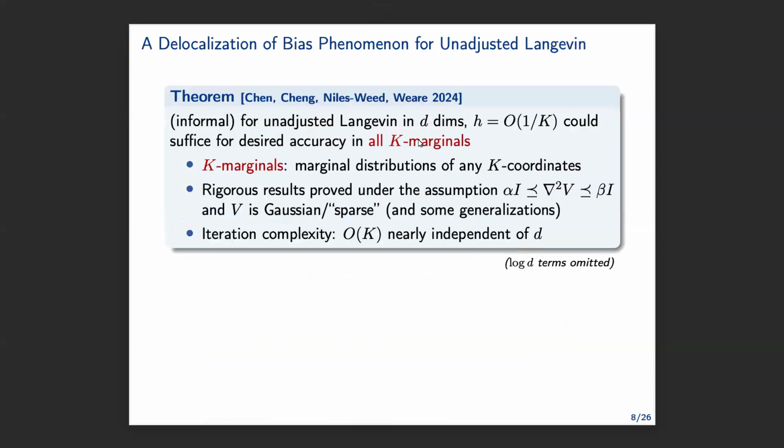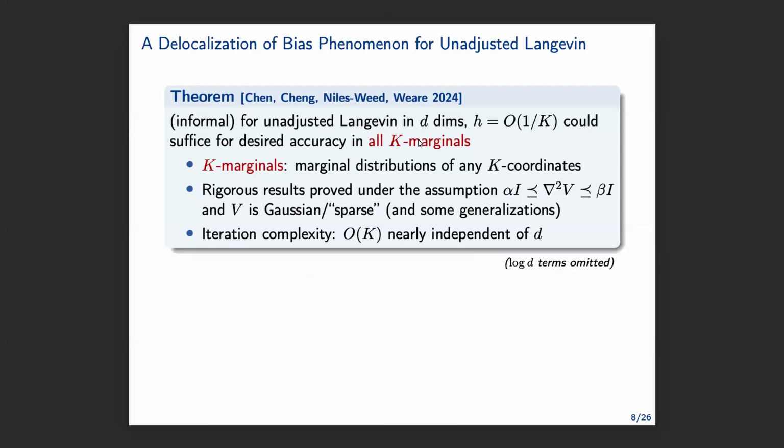In our work, we obtained the following theorem, a delocalization of bias phenomenon, saying that for unadjusted Langevin in D dimensions, a step size equal to 1 over K, capital K, could suffice for the desired accuracy for all K-marginals. So what are K-marginals? K-marginals are just marginal distributions of any K coordinates. Suppose you have 1 billion items in the distribution, but you only select K of them; they also have the corresponding marginal distributions. We call those K-marginals.